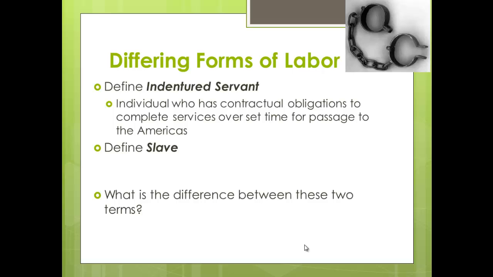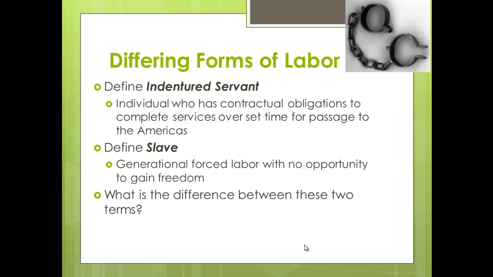And indentured servants, guys, it's important to note, that was a choice. These were Europeans who made a choice to come to the Americas, mostly because they didn't have enough money to pay their passage. So somebody else would pay their passage. They chose to come over and work for a period of anywhere from 4 to 7 years. So that was a choice, unlike the next term, slave, which is generational forced labor.